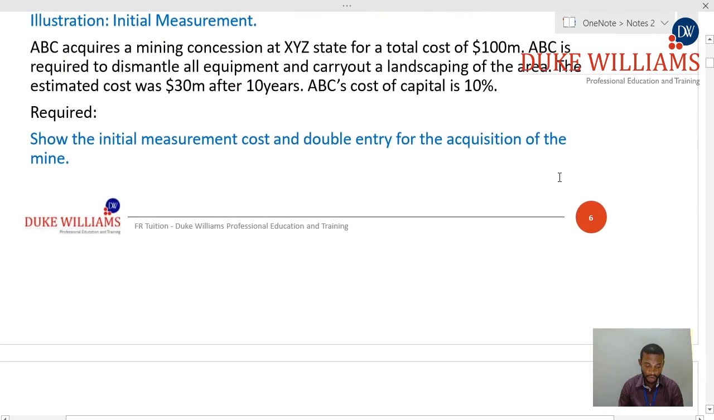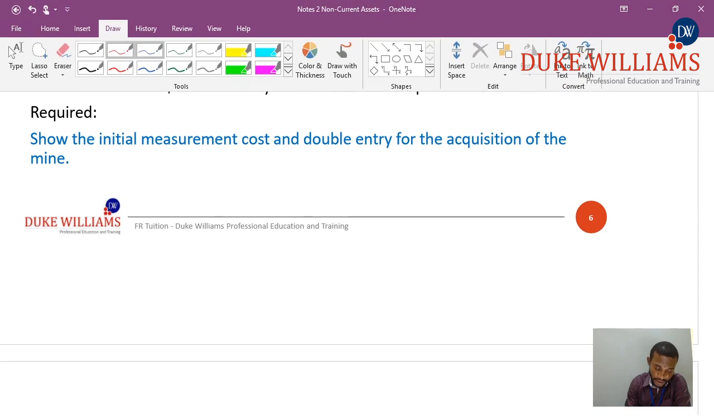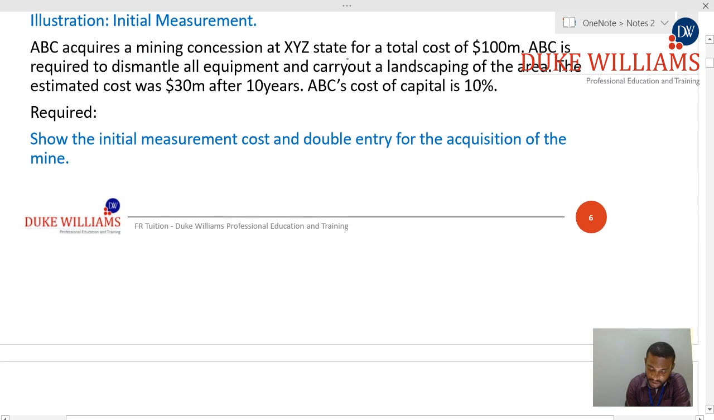Good, let's look at an example. ABC acquires a mining concession at XYZ state for a total cost of 100 million. ABC is required to dismantle. So like we were looking at earlier, this is a future unavoidable cost without which ABC will not be allowed to mine. And so dismantle all equipment and carry out a landscaping of the area. The estimated cost was 30 million after 10 years. ABC's cost of capital is 10%. Now, required: show the initial measurement cost and double entry for the acquisition of the mine.